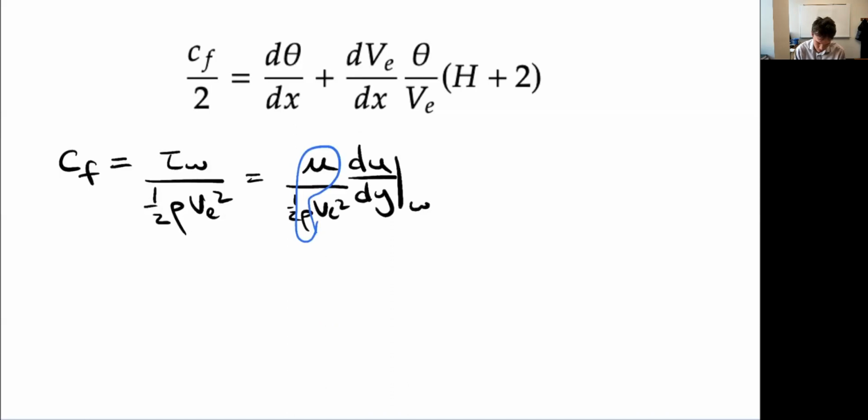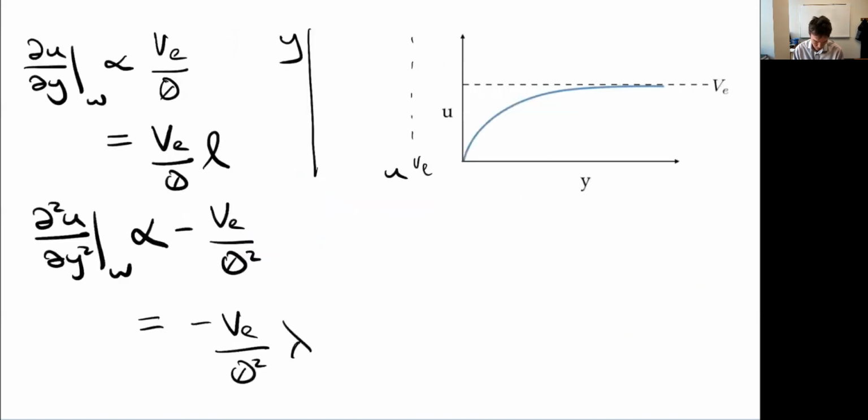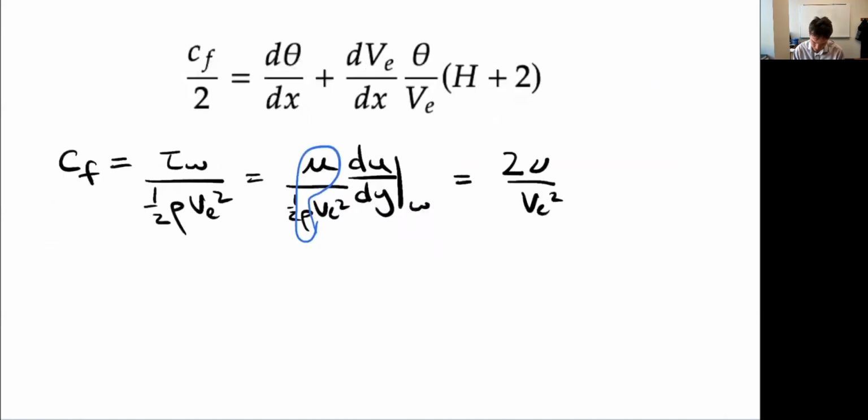That gives us, let's see, we'll bring the 2 to the top. I think then we've got a VE squared, and then du dy was VE over theta times L. So this is VE over theta times L. Assuming I did all that right, one of the VE's cancels, so I get 2 nu L over VE times theta. Okay, so that's great.